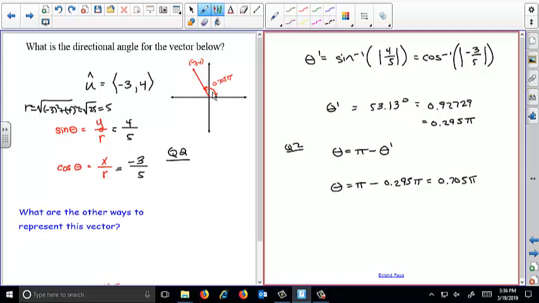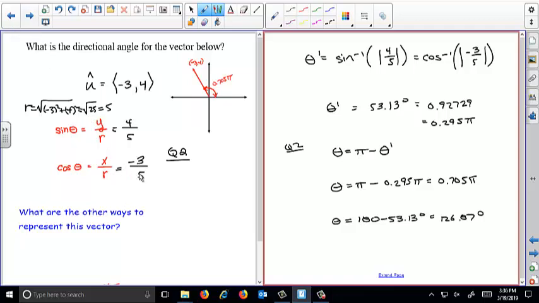You can see that I've already written it onto the graph. So that's my answer. Or you could take theta is equal to 180 minus 53.13 degrees. So 180 minus 53.13 is 126.87 degrees. So those are the same thing. So that's my directional angle.